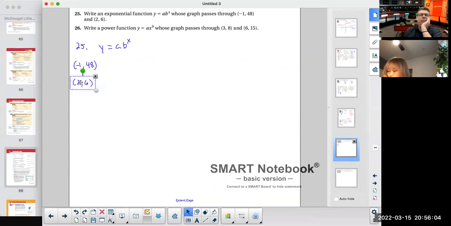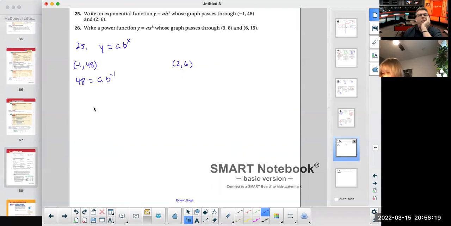Is that okay? Okay, so if I plug in (-1, 48), I get 48 equals a times b to the -1. Is that all right? If I plug in (2, 6), I get 6 equals a b squared. You okay? Okay, so now I have a system of equations.